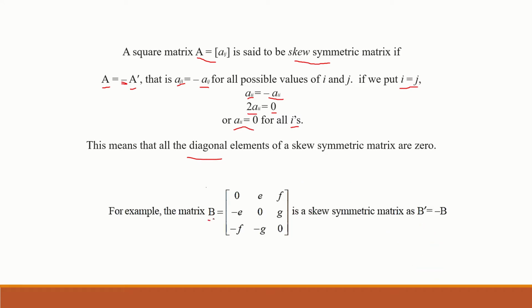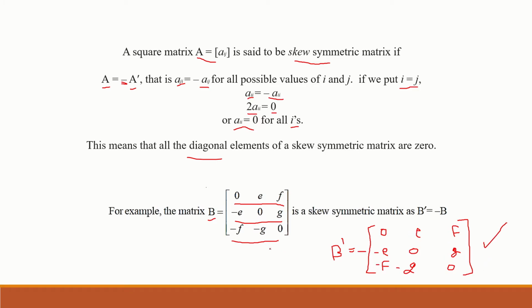Matrix B is equal to 0 E F, minus E 0 G, minus F minus G 0. If we take transpose of this, first row which is 0 E F becomes first column, second row which is minus E 0 G becomes second column, and third row minus F minus G 0 becomes third column. So if we take out the minus sign from B dash, it is nothing but equal to B. So that means B is equal to negative of B transpose, and we can see that the diagonal elements are 0. So it is said to be a skew symmetric matrix.